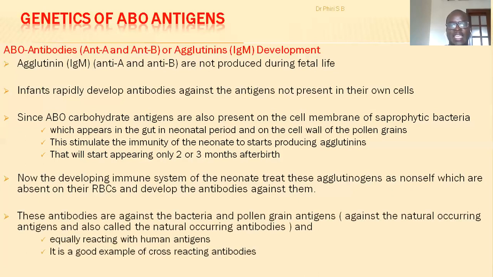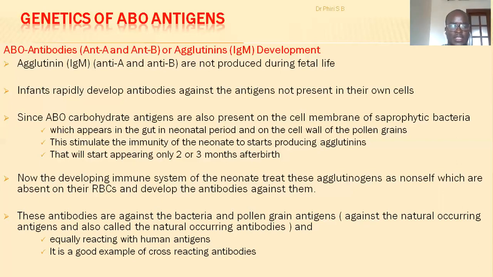So these antibodies are against the bacteria and the pollen grain antigens. These are naturally occurring antigens, so the body develops antibodies against them, which are also called naturally occurring antibodies. That's why the ABO antibodies are referred to as natural antibodies within the body. Why? It's because they are produced against the natural antigens found within the bacteria and the pollen.